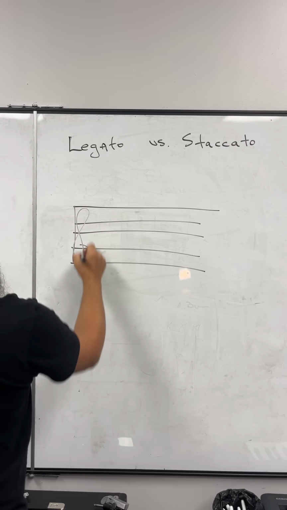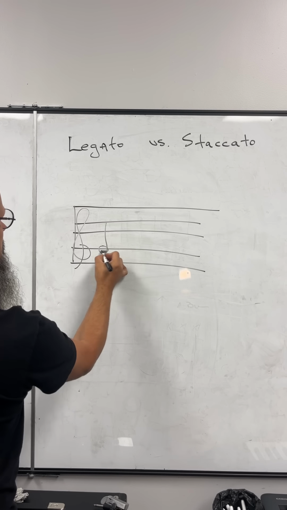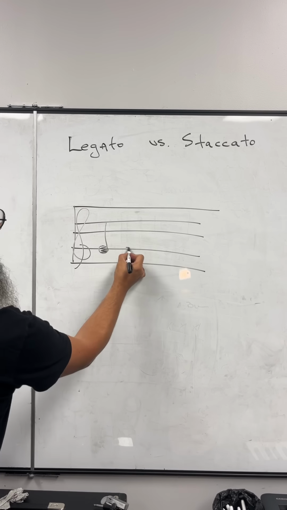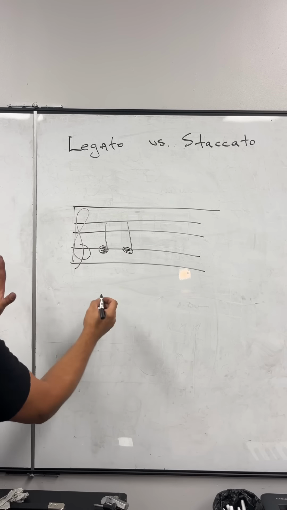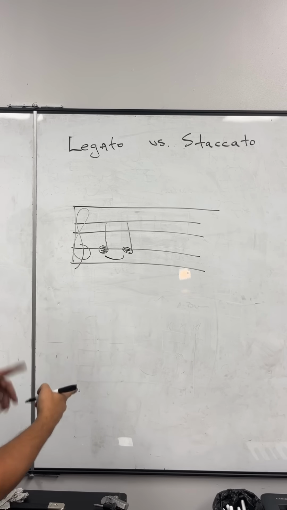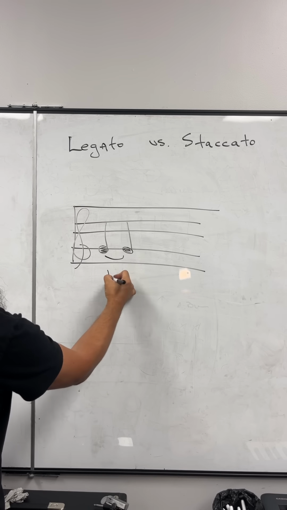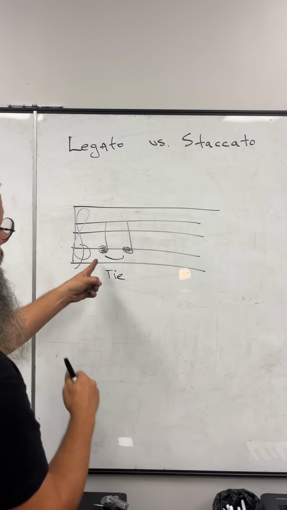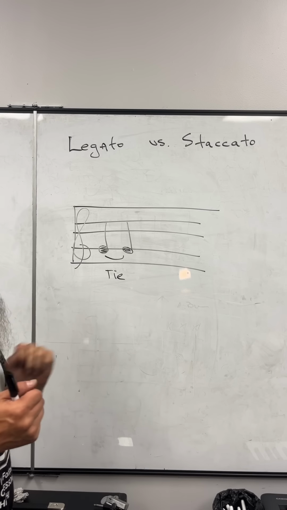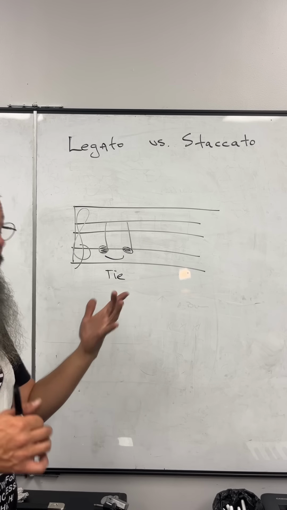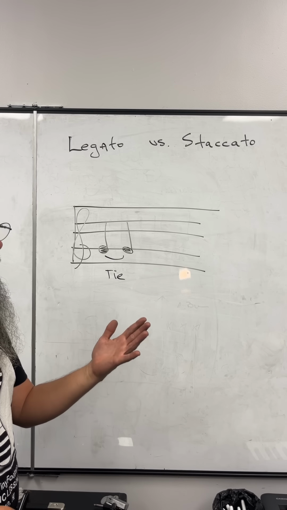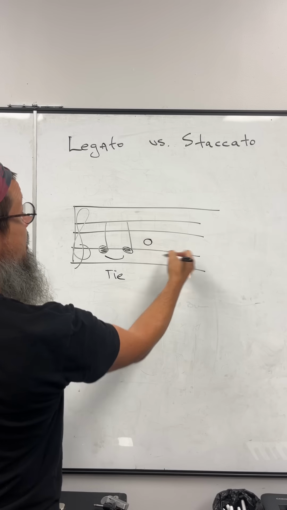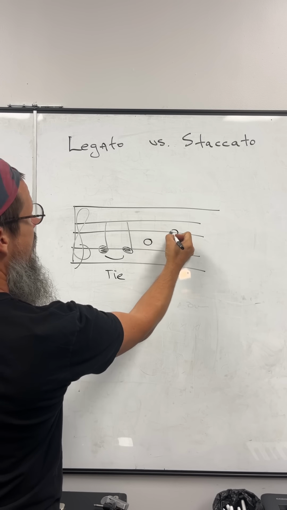When we do something like playing a G note, and then let's say we go to another G note, same note. If we use the legato marking, that means we're using something called a tie, meaning we're tying two notes together to combine their values. If a quarter note's worth a beat, and a quarter note's worth a beat, when we combine them, we have two beats.